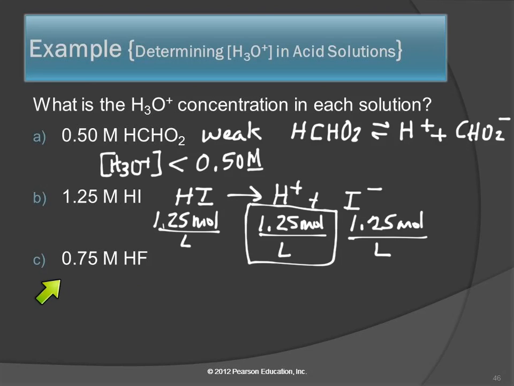How about this one? 0.75 molar HF. It's going to be less than 0.75. Why? Because it's a weak acid.